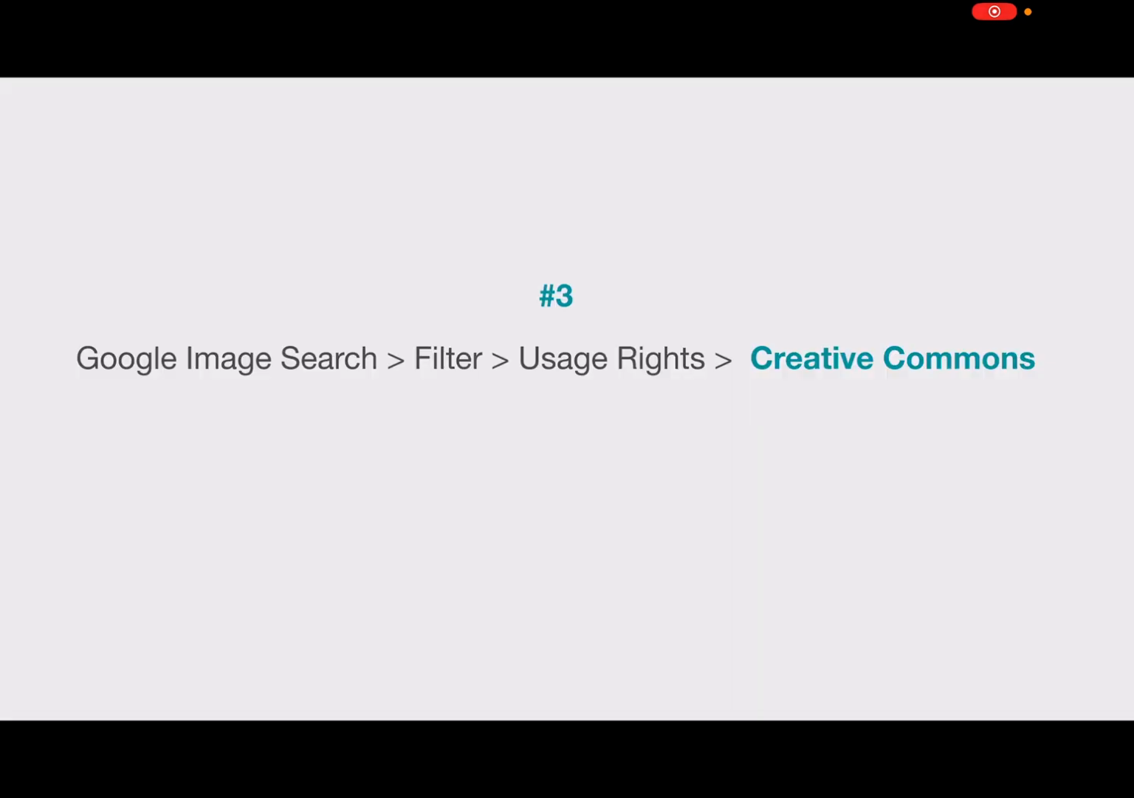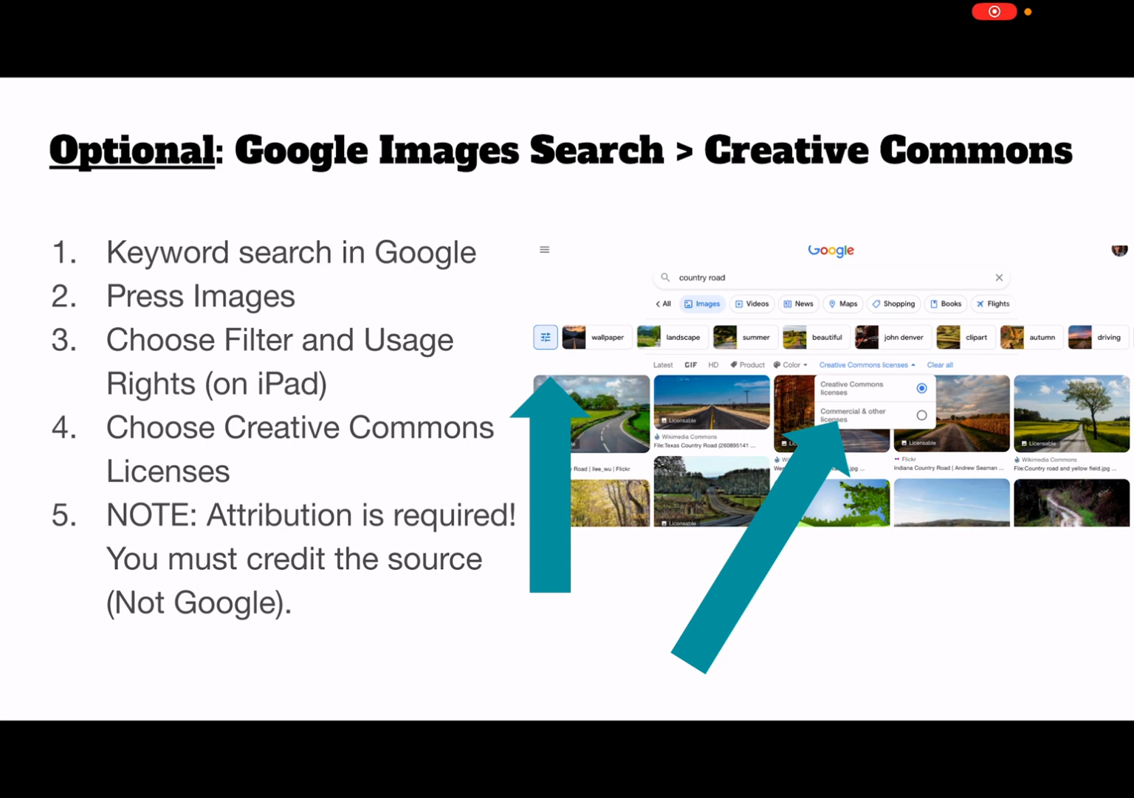Now, a third way to find images is to do a Google image search. And what you need to do is filter it for the usage rights Creative Commons. Creative Commons is a licensing that creators can put on their work, which says it's free to use. And usually they say attribution is required.